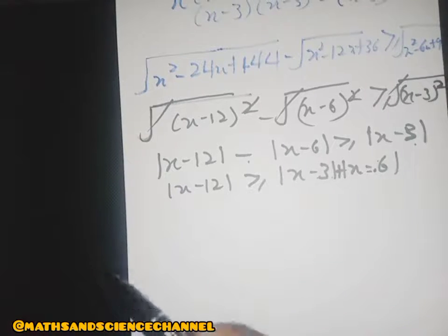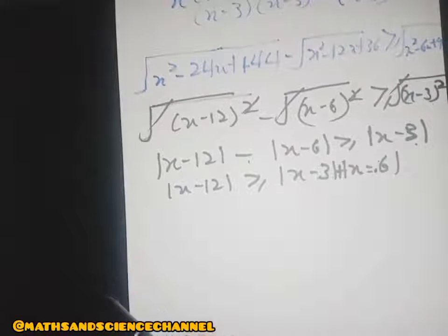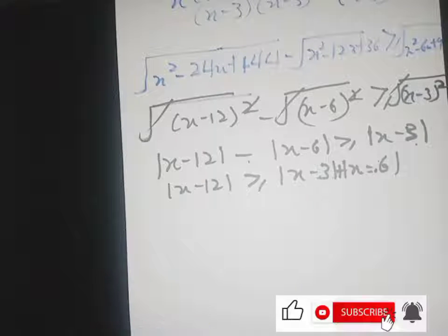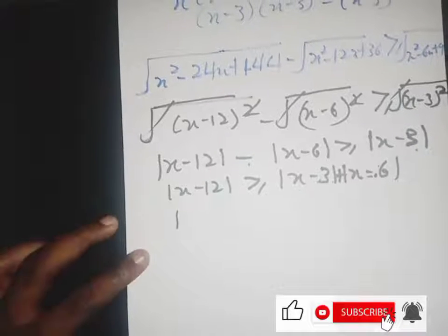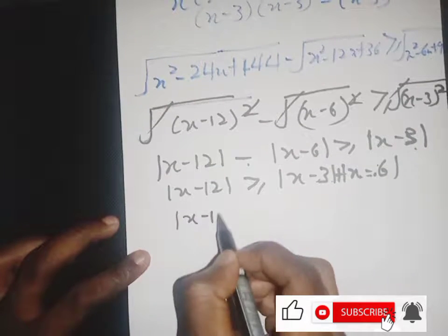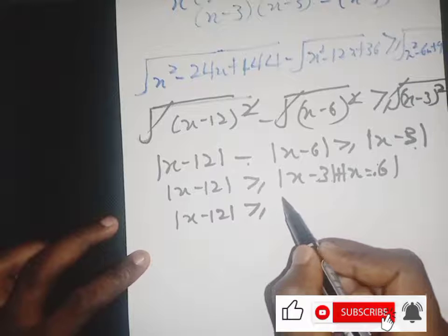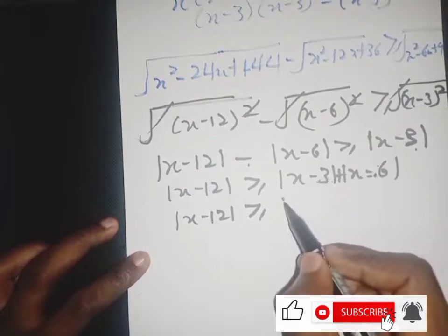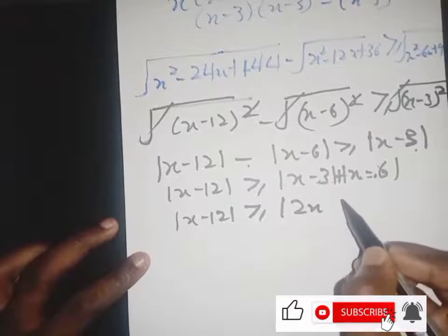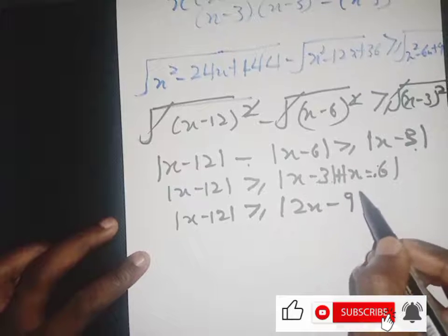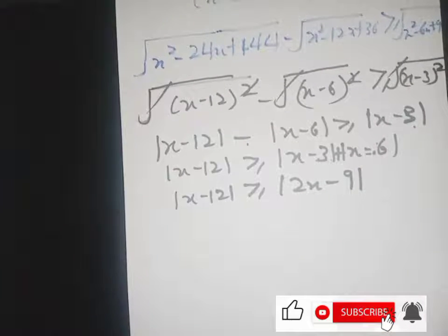So let's put it this way. Now what we are going to do next is that, from here, we can have x minus that, which is less than... putting this together, we have just 2x here and then minus 9 here, right, in this case. So this is what we are going to have.